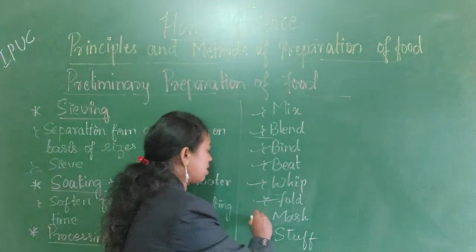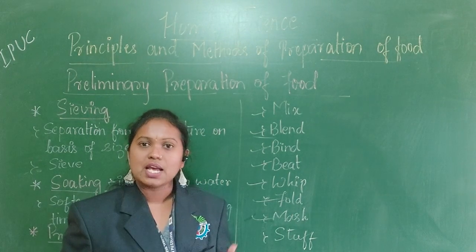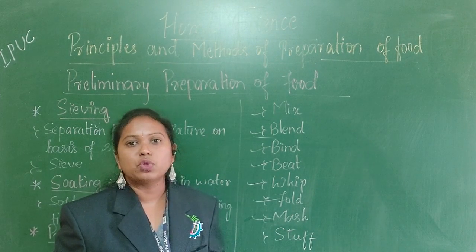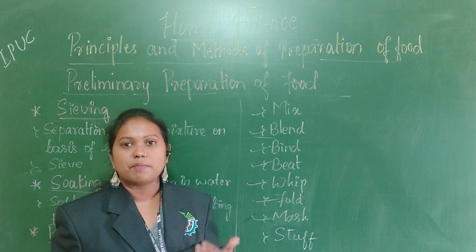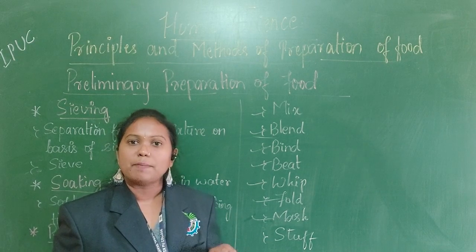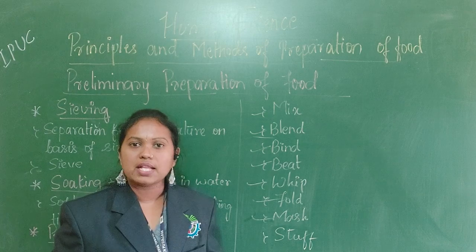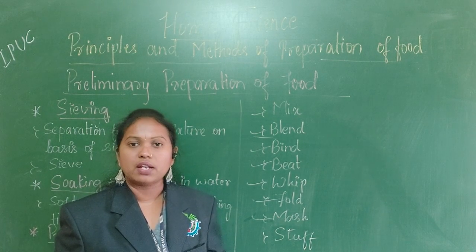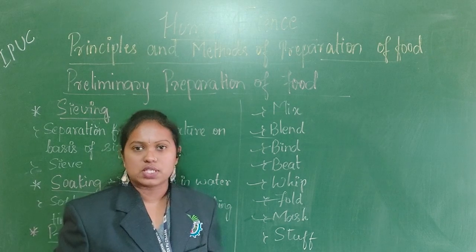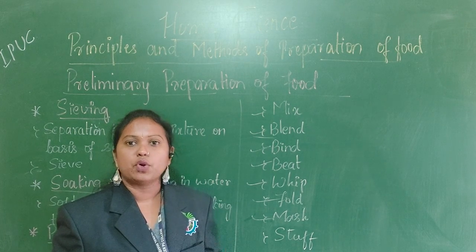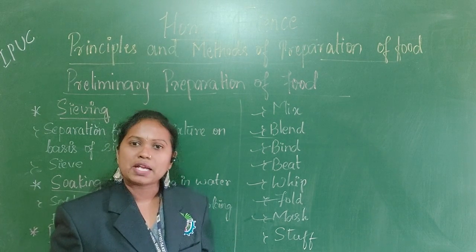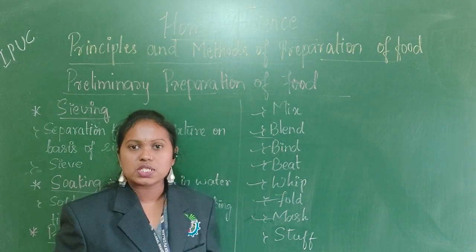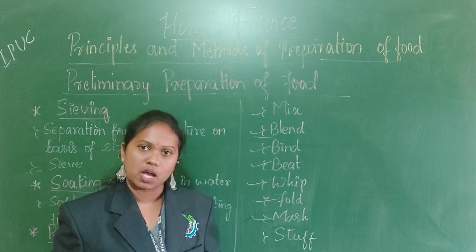The next is the mash. Mashing means crushing the food into smooth mix. Example is mashing of potato. Mashing is done to enhance the flavor and texture of the food item when used with other foodstuffs. Example is potato mash or mashed potatoes, which are used in the making of aloo parathas.